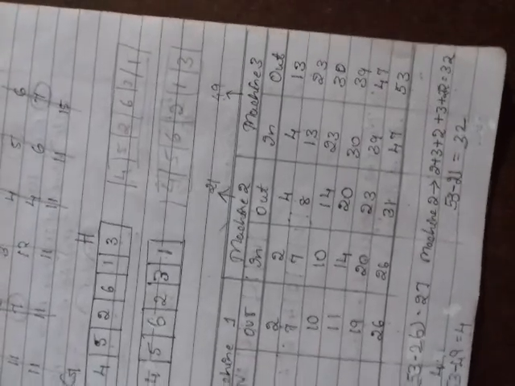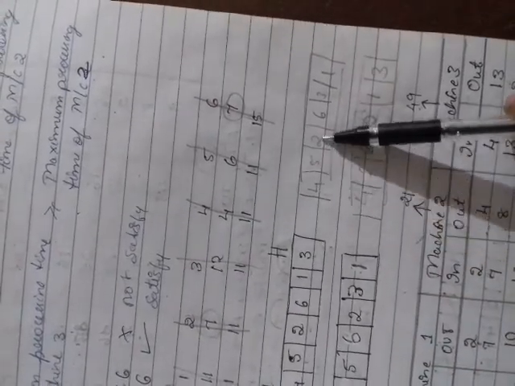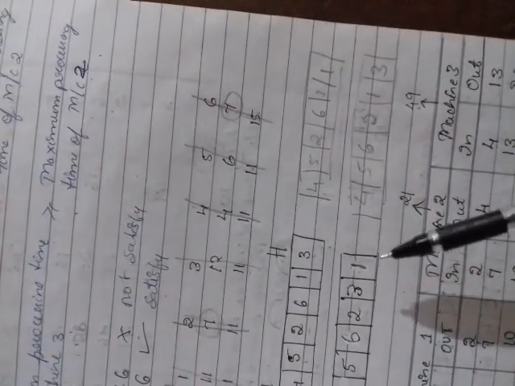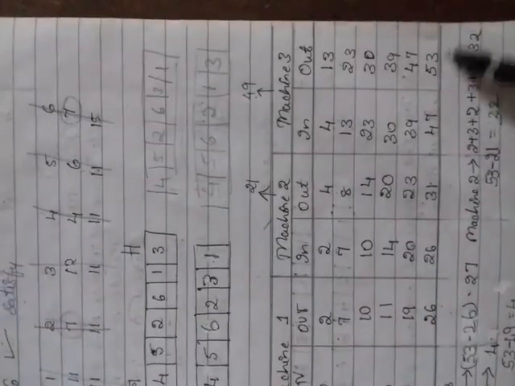Okay, so hope you understand this problem. Take down this data and take other series also: 4 5 6 2 3 1, or 4 5 2 6 3 1. Okay, next is 4 5 6 2 1 3. Take down these sequences and find out. You will get the same total elapsed time 53. Okay, hope you understand. By this we completed module 5. Thank you.